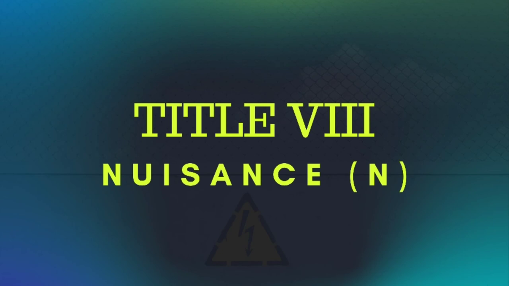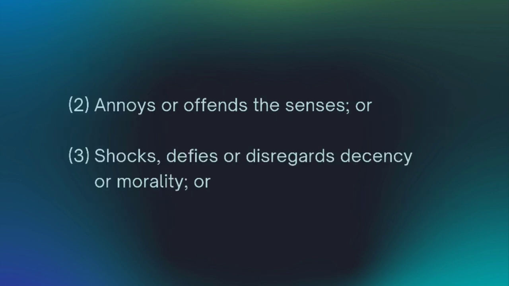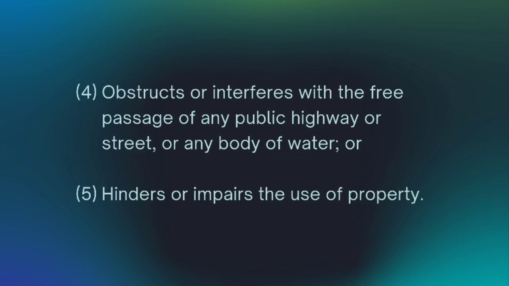Title 8. Nuisance. Article 694. A nuisance is any act, omission, establishment, business, condition of property, or anything else which: 1. Injures or endangers the health or safety of others, or 2. Annoys or offends the senses, or 3. Shocks, defies, or disregards decency or morality, or 4. Obstructs or interferes with the free passage of any public highway or street, or any body of water, or 5. Hinders or impairs the use of property.